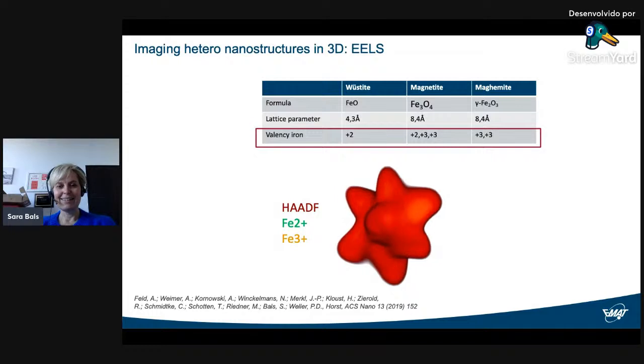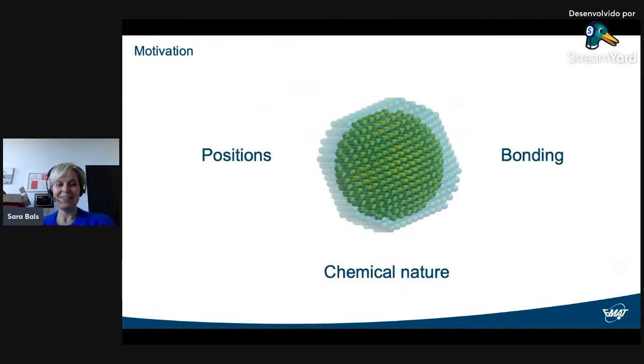All right. So you will think, okay, everything is solved. We have the positions, we have the chemical nature, we have the bonding. However, it's very important to point out that all of these investigations have been done under the conventional conditions of a transmission electron microscope, which means ultra high vacuum and room temperature. And those conditions are no longer sufficient if we think about the applications of these nanomaterials.